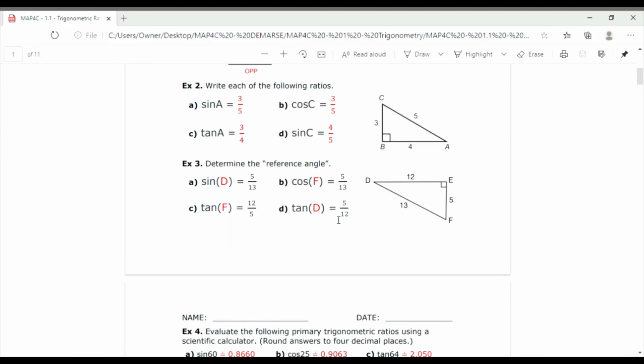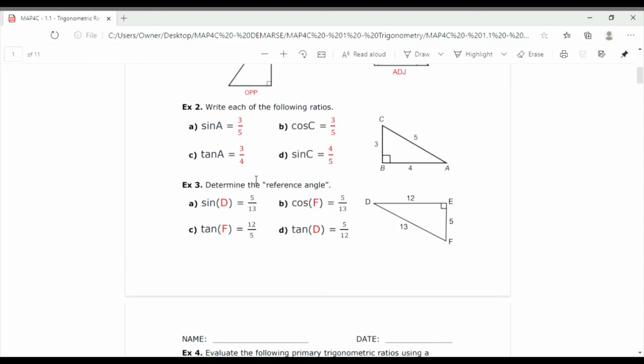Example 3. Determine the reference angle. In this case, you're given the ratio that we were finding in the previous example 2, and now asked to find what angle we are talking about. Example 3a. Sine D is equal to 5 over 13. What is the value of D?